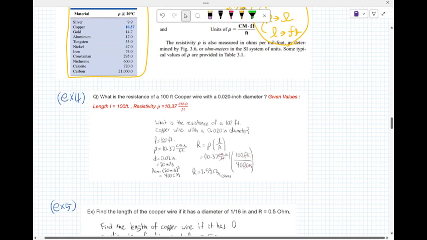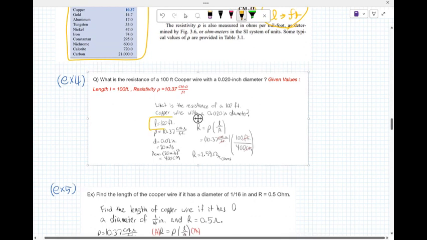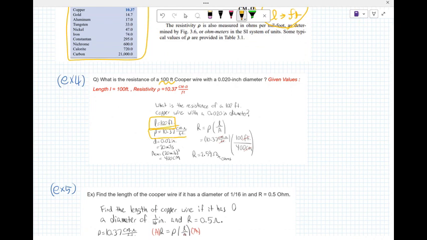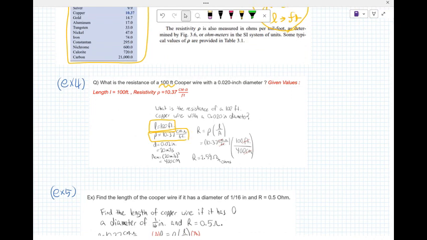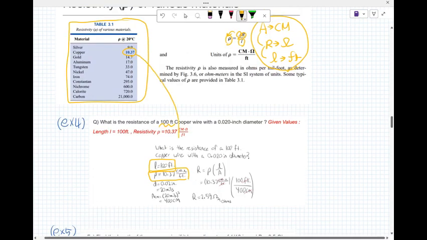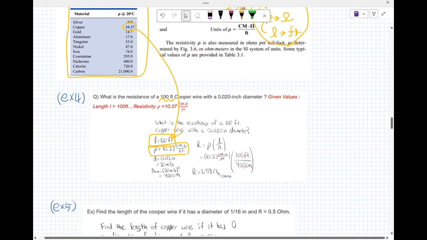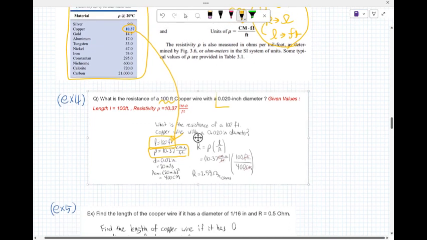All right, so here is a sample. What is the resistance of a 100 feet copper wire with a 0.02 inch diameter? From the given, L is 100 feet. The resistivity of copper from the table is 10.37, and the diameter is 0.02 inch.